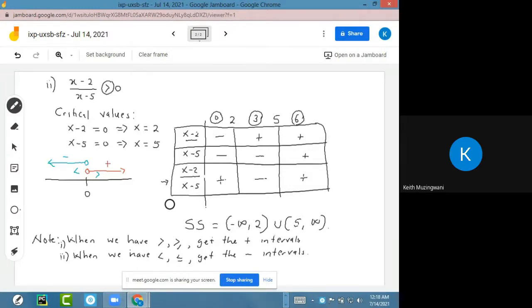So if you have a fraction, you go to the table. Whenever there is a fraction, use the table.